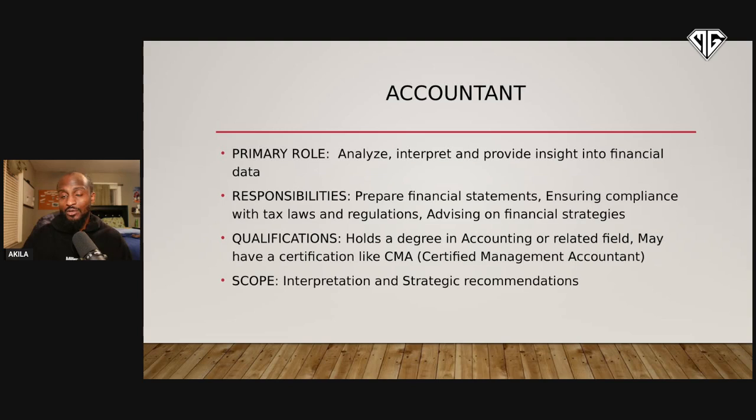So essentially, the scope of what an accountant does is to provide interpretation and strategic recommendations. That's what I understand for an accountant. They can handle all the tax needs and stuff like that.